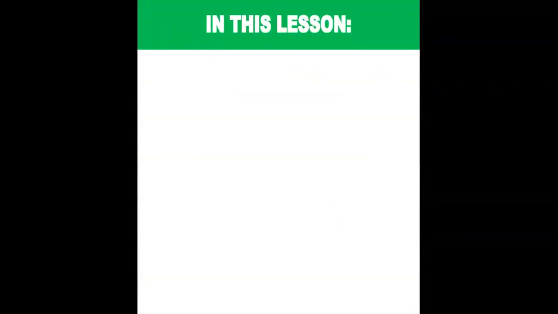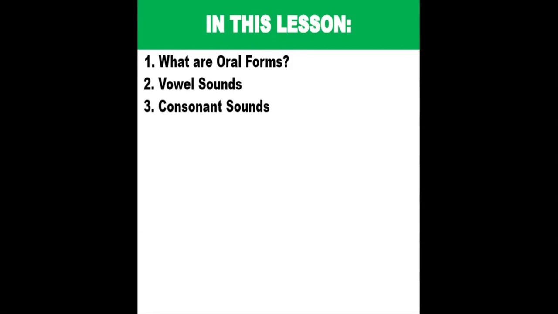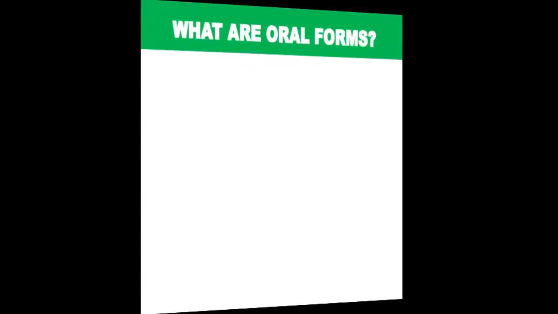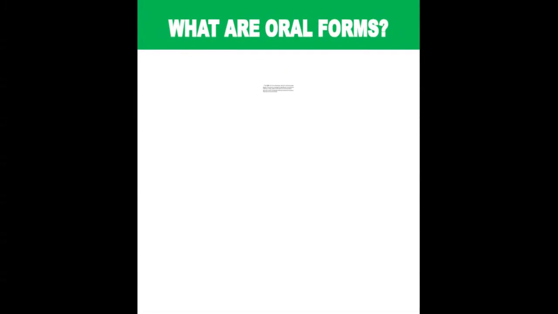We want to begin with the lesson objectives. In this lesson, we are going to cover the following. Number 1, what are oral forms? 2, vowel sounds. 3, consonant sounds. 4, stress, which of course includes word stress and contrastive stress. And then we are going to look at past JAMB questions and I will show you how to answer them.